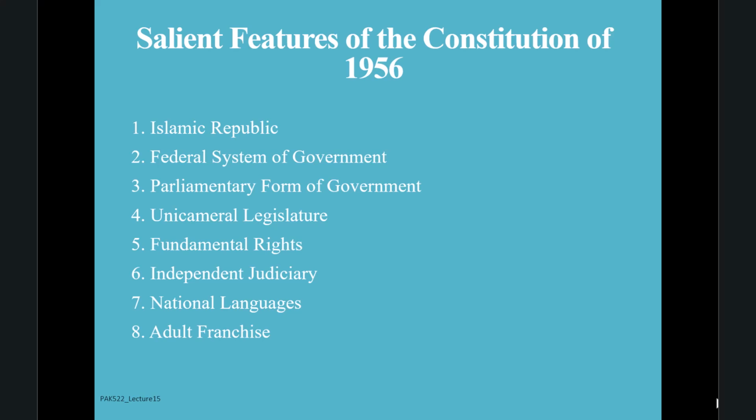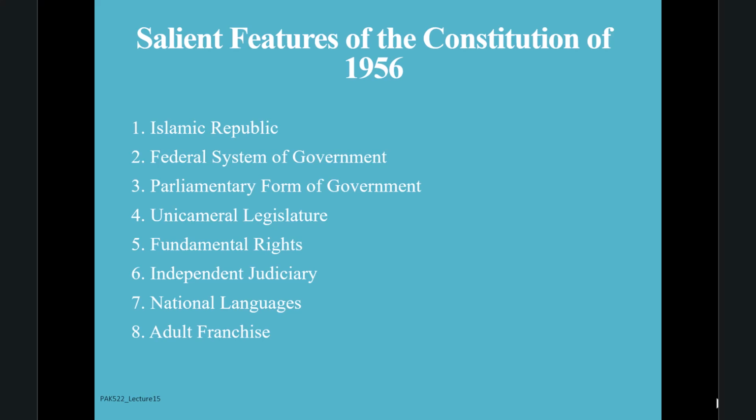Now, unicameral legislature. The Constitution established a unicameral legislature known as the National Assembly of Pakistan. The assembly consisted of 300 members, equally divided between East Pakistan and West Pakistan. This arrangement was based on the principle of parity, which meant equal representation for both wings, despite the population advantage of East Pakistan.